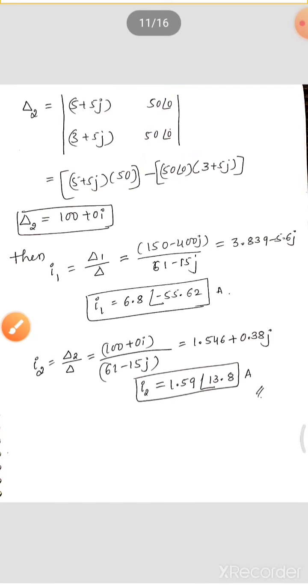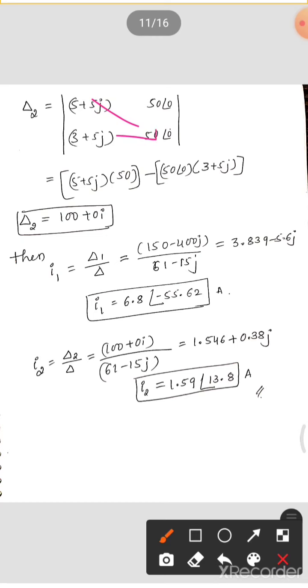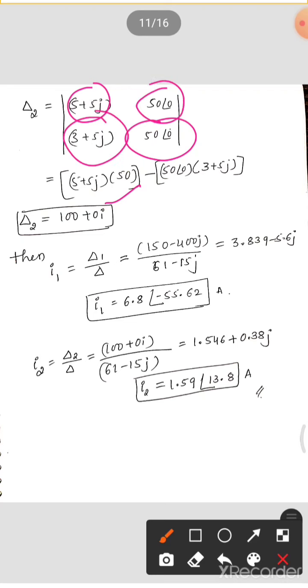Okay, similarly calculate its determinant, that is 5 plus 5j into 50 at an angle 0 minus 50 at an angle 0 into 3 plus 5j. So when you calculate this, you get delta 2, that is 100 plus 0j.